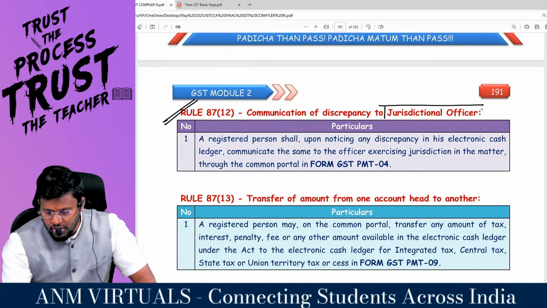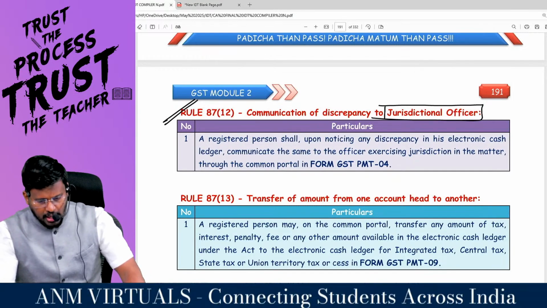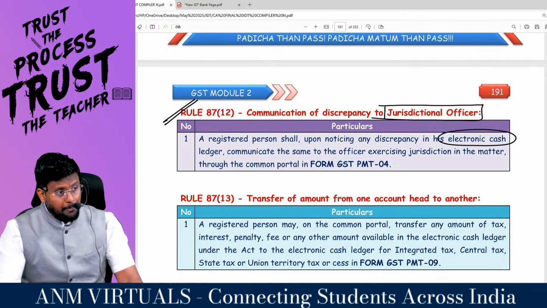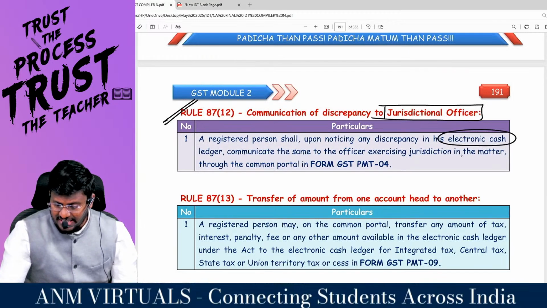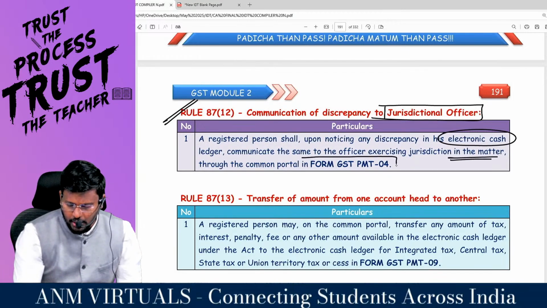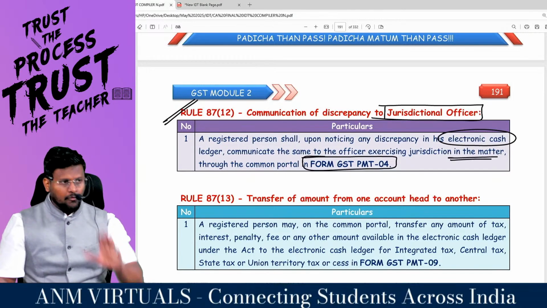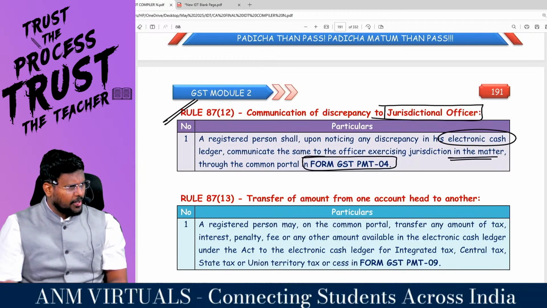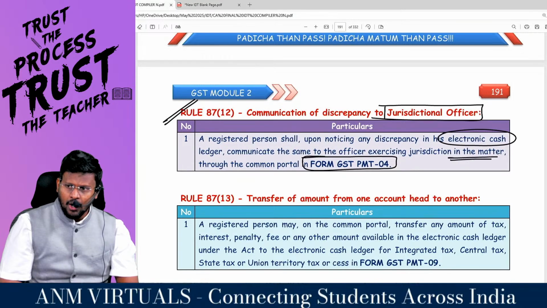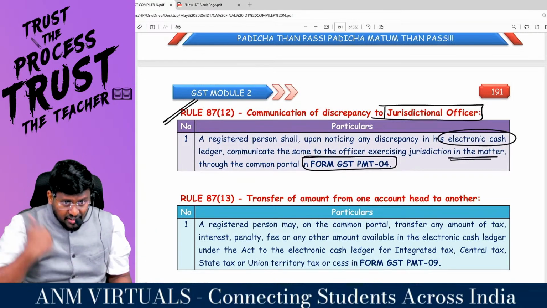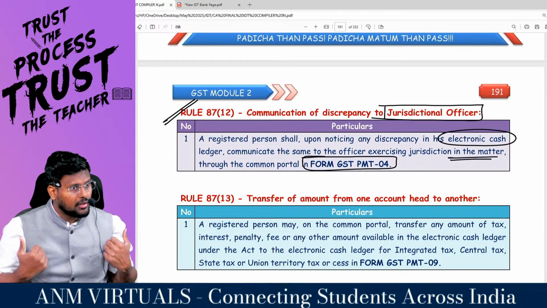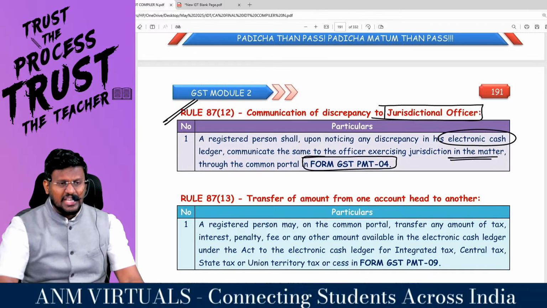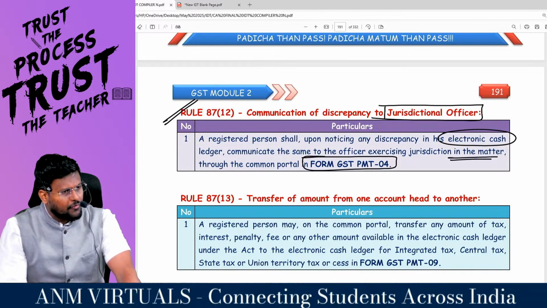Rule number 87 sub rule 12. Communication of discrepancy to jurisdictional officer. A registered person shall, upon noticing any discrepancy in his electronic cash ledger, communicate the same to the officer exercising jurisdiction in the matter through the common portal in form GST PMT 04. For example, sir, A&M classes will be having an electronic cash ledger. We deposited the money, but it has not been credited to the electronic cash ledger, or we have not utilized it, some other person has utilized our cash ledger. That means for us it will be a problem. I will be getting tensed because it's my money, right sir? So I can communicate the discrepancy to the jurisdictional officer.